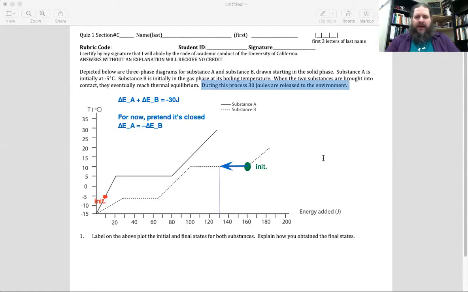And then from there, after that loss, we can treat it more like a closed system. Beyond this loss, B is losing the energy that A gains. So beyond that point, we can just take this again one step at a time. Let's say B loses 10 joules. Well, let's just go all the way to the end of this segment here. That's how much energy loss.